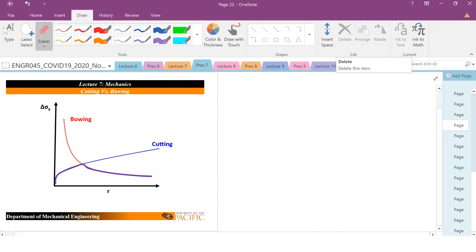We finished up with this example of number four for our strengthening mechanism: precipitate or particle strengthening.